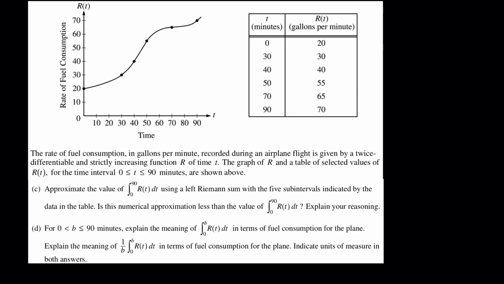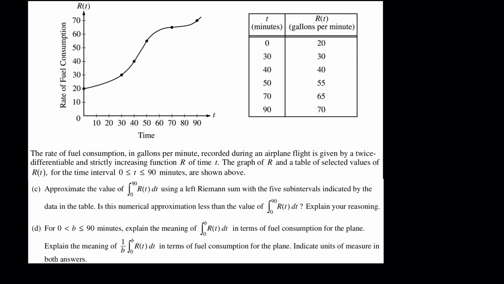All right, so now looking at the word problem here, we're going to be applying some things that we've already learned in the past. The first thing it says here is the rate of fuel consumption in gallons per minute recorded during an airplane flight is given by a twice differentiable and strictly increasing function r of time t. The graph of r and a table of selected values of r of t between 0 and 90 minutes are shown above. So we're going to be approximating the integral using a left Riemann sum.